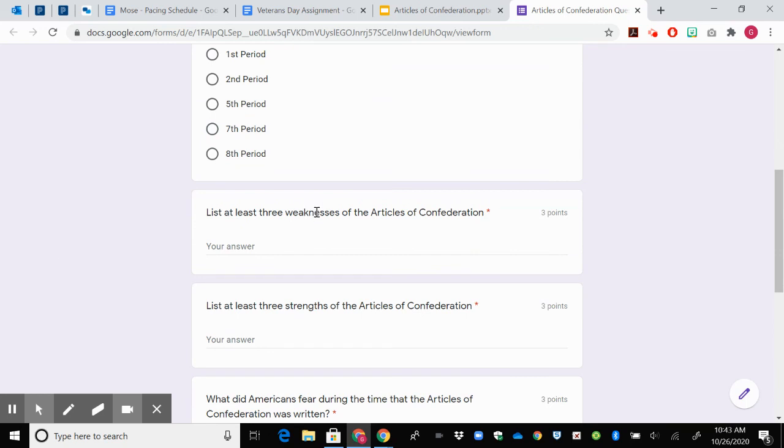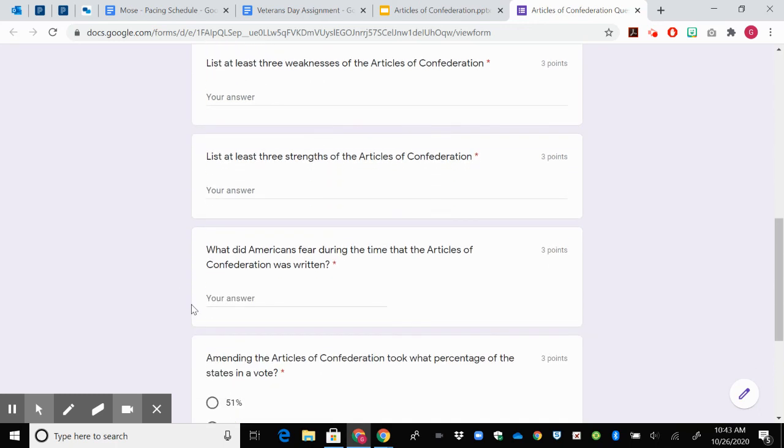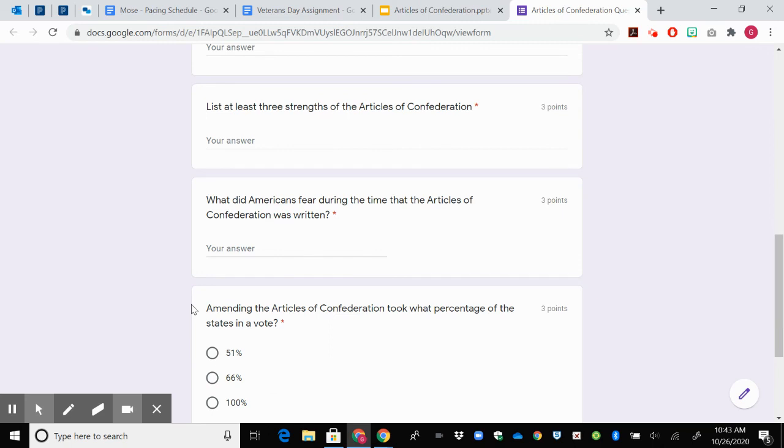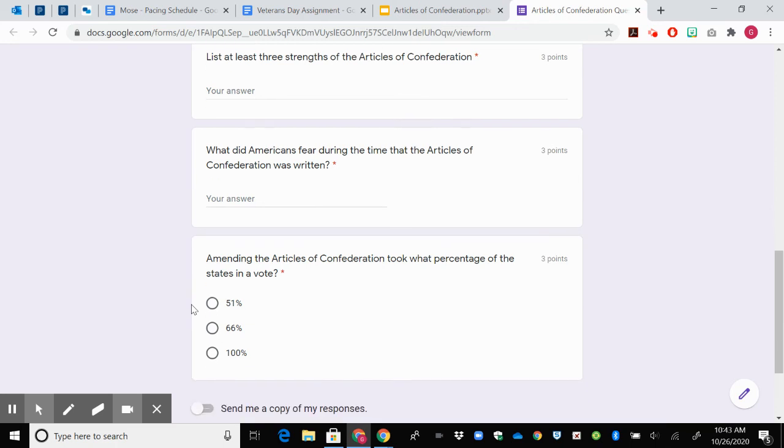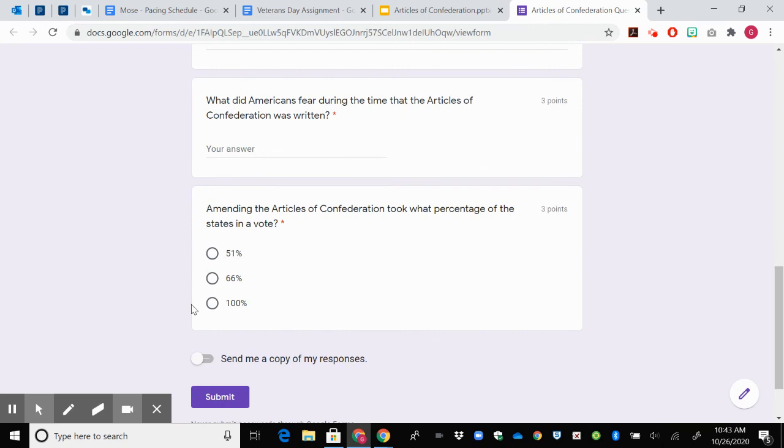But what I'd like you to do is list at least 3 weaknesses of the Articles of Confederation, list at least 3 strengths of the Articles of Confederation, and answer what did Americans fear during the time that the Articles of Confederation was written? So what would be your answer to that question? Amending the Articles of Confederation took what percentage of the states in a vote? Okay, you might want to look this up.